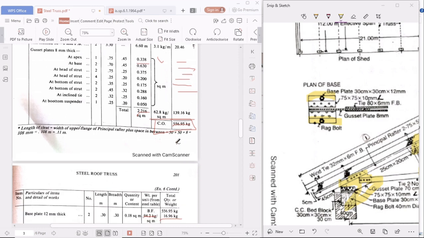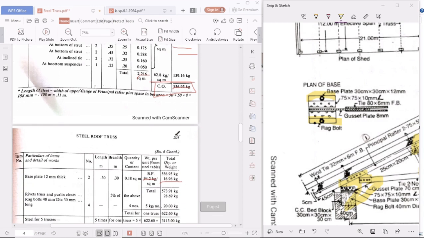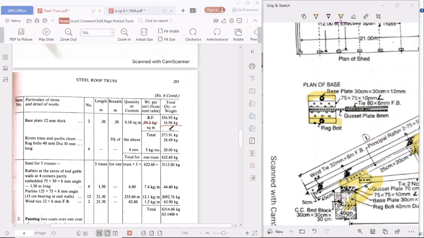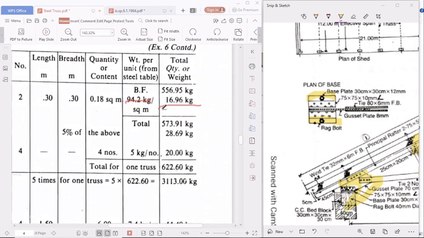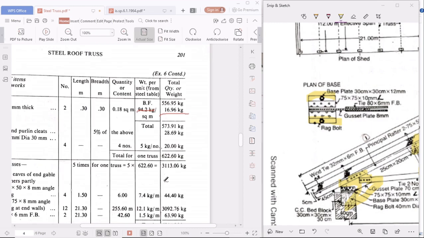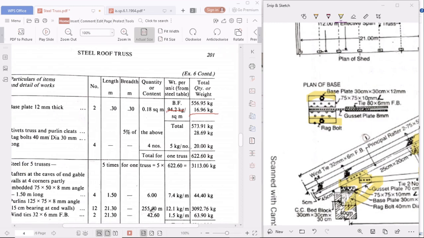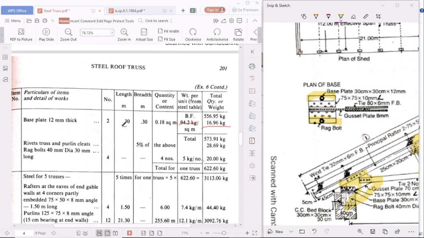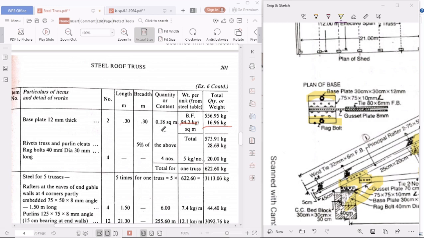Till it is not over, it's not the grand total. Okay, now 556.95 is taken here for the continuation, because the base plate steel is still there. Okay, next the base plate I told you, so 2, 30 into 30 into 0.18, 94.2, so 16.96.